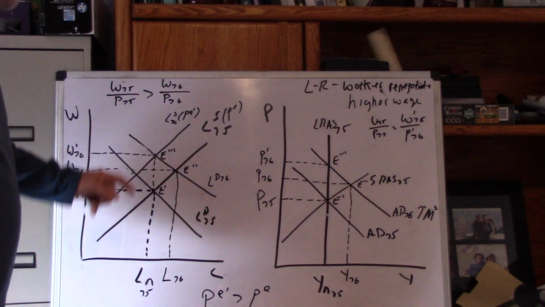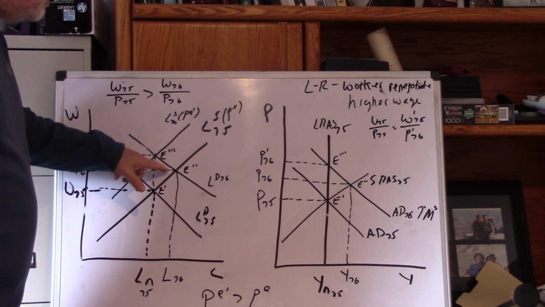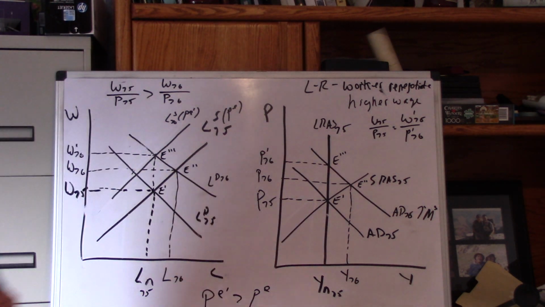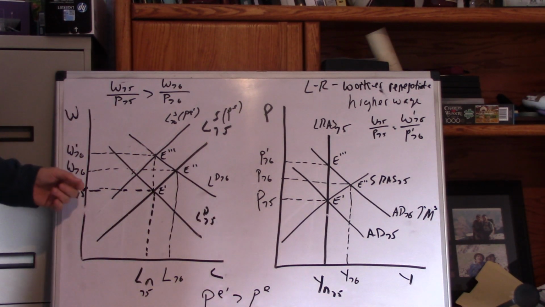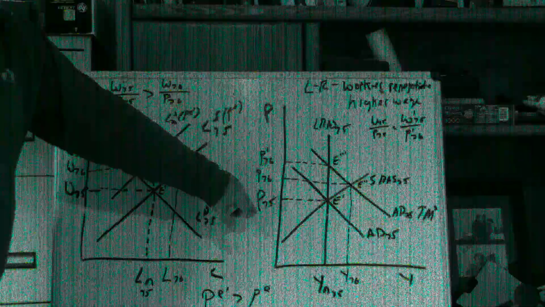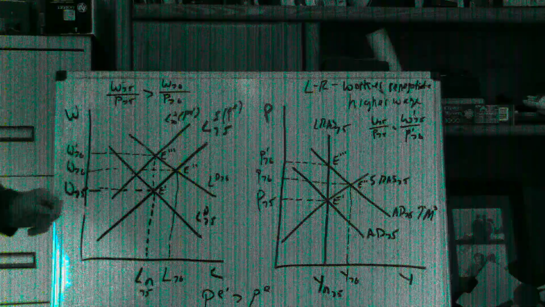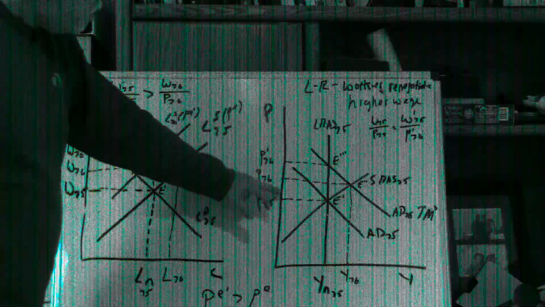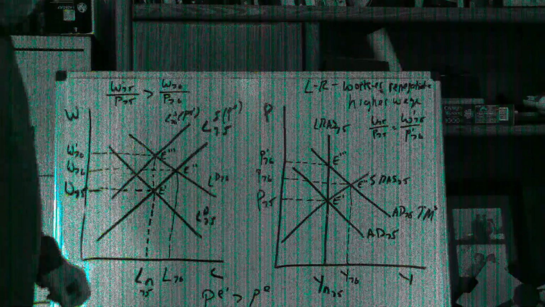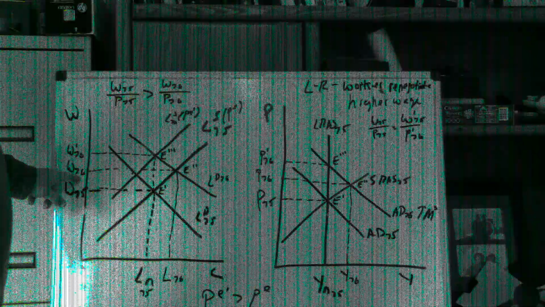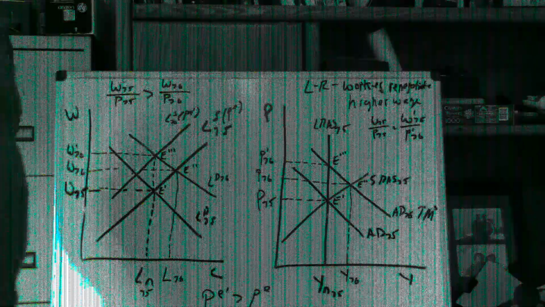We consider this short-run equilibrium at E double prime. Okay? Now, if you look at this relationship up here, the original real wage in 75 was W75, this wage, divided by price level P75 that comes from the output market. Now, at E double prime, we see prices rose from P75 to P76, and also wages rose from W75 to W76.